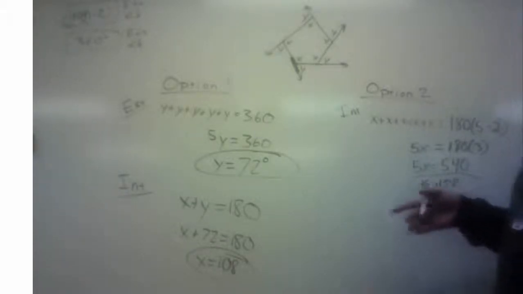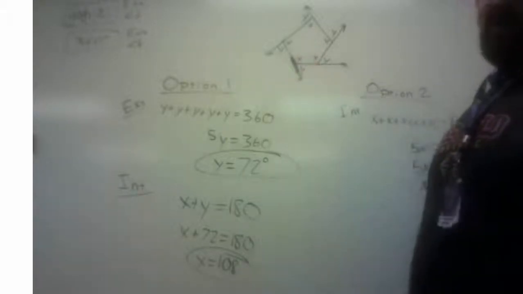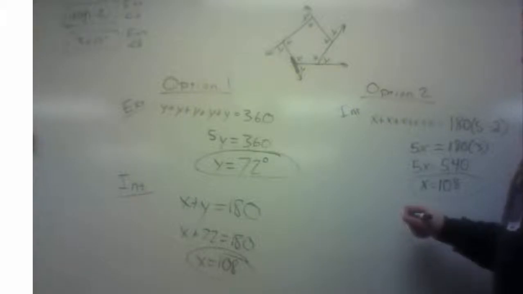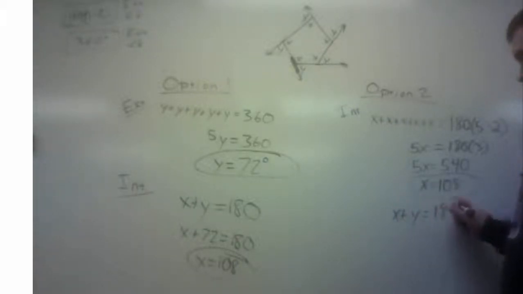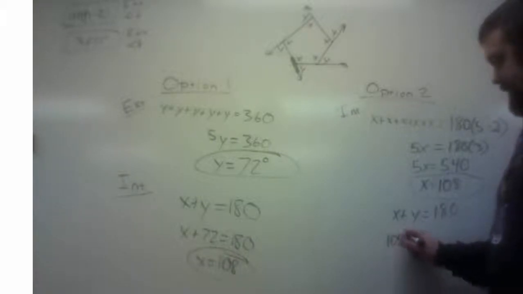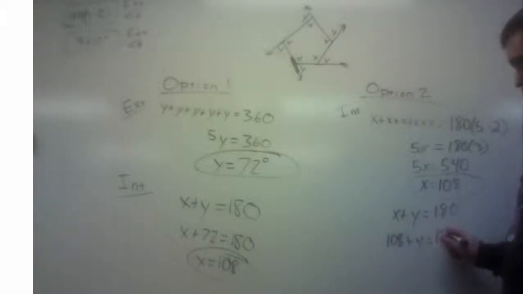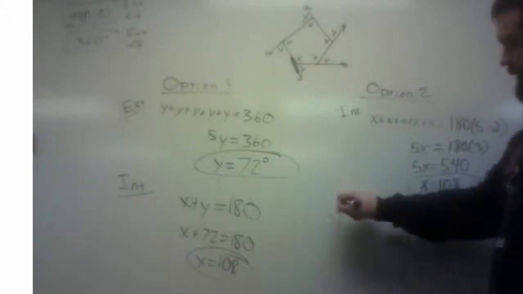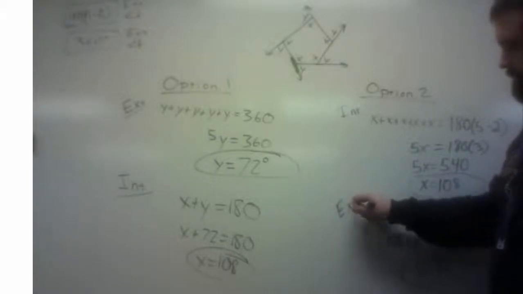Now, we're going to use the same reasoning. X and y is a linear pair. So in this case, why don't I do x plus y equals 180. 108 plus y equals 180. Subtract 108 from both sides, I get 72 to be y, and I just found the exterior angles.